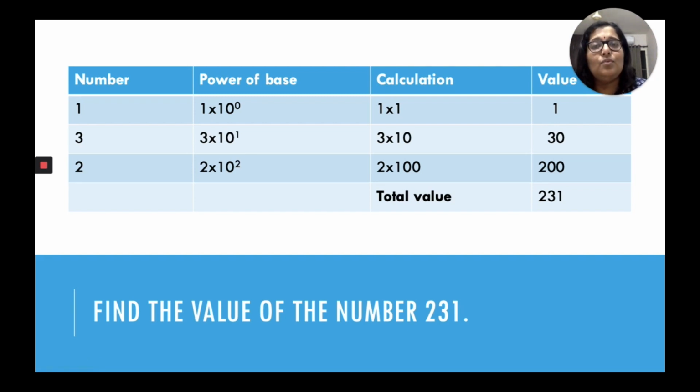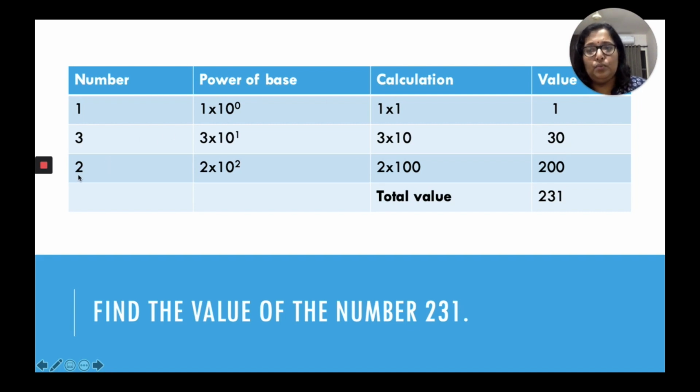Anything raised to 1 is equal to the same number. If it is 10 raised to 1, it will be equal to 10. If it is 2 raised to 1, it will be equal to 2. If it is 8 raised to 1, it will be equal to 8. So 3 into 10 raised to 1 will be written as 3 into 10. That will be equal to 30.